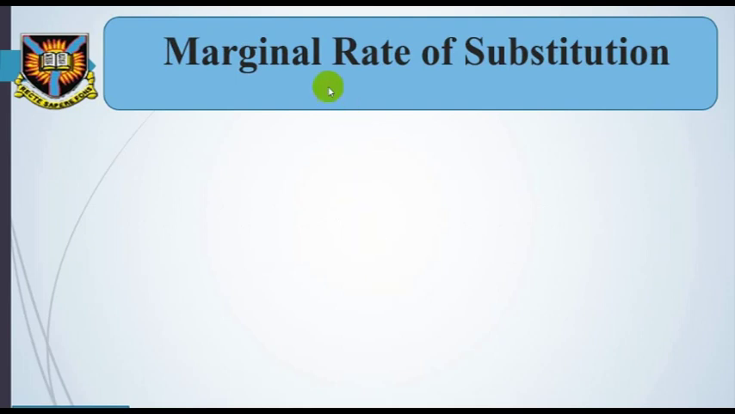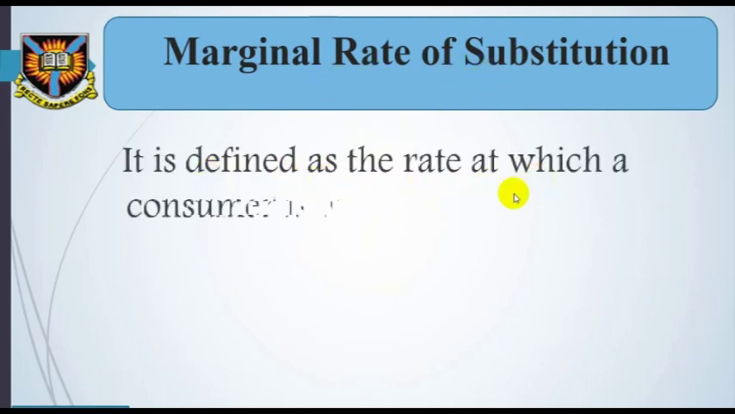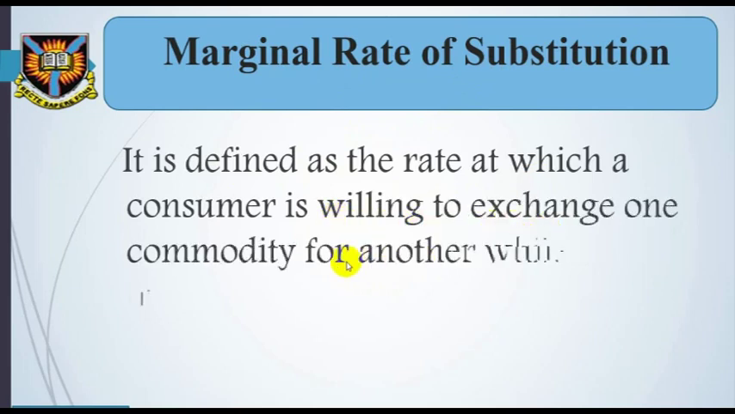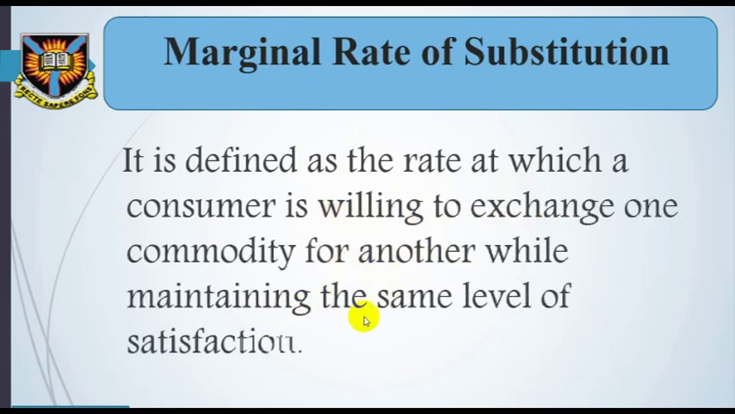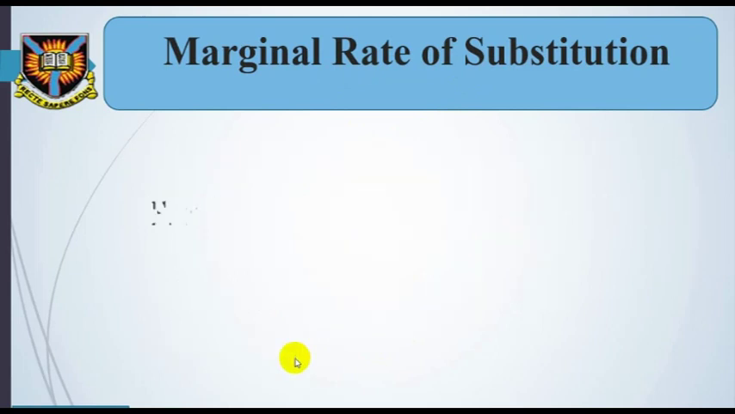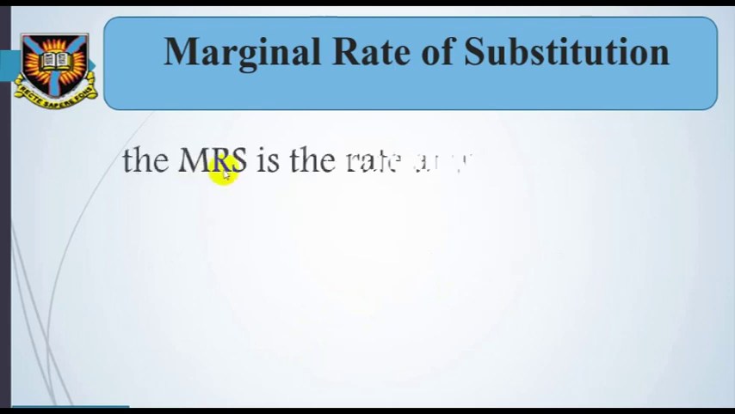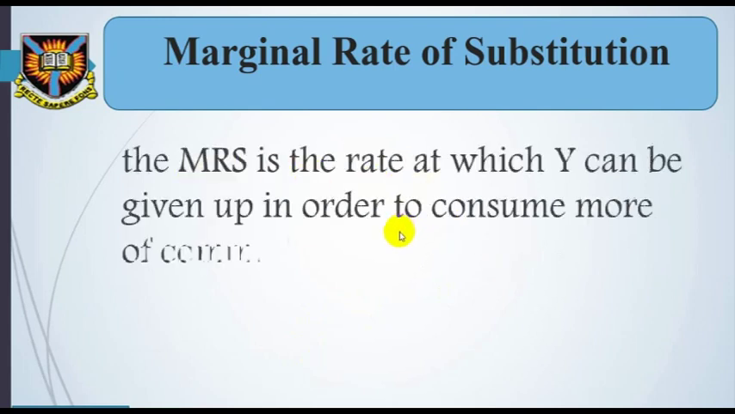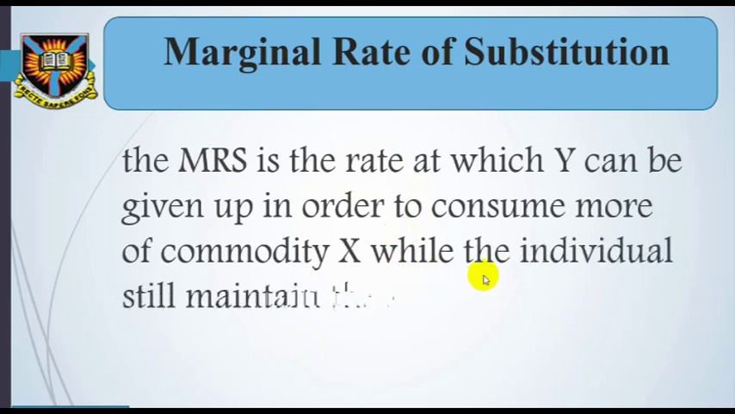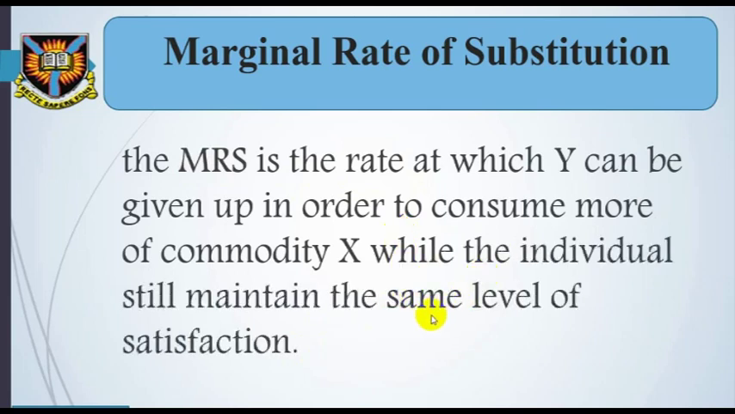Marginal rate of substitution. It is defined as the rate at which a consumer is willing to exchange one commodity for another while maintaining the same level of satisfaction. For two commodities, X and Y, the MRS is the rate at which Y can be given up in order to consume more of commodity X, while the individual still maintains the same level of satisfaction.